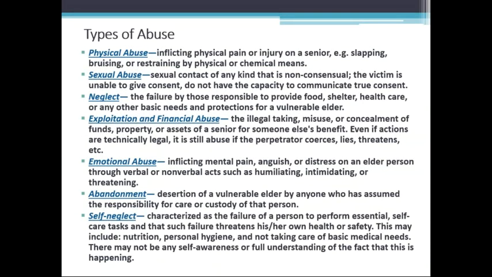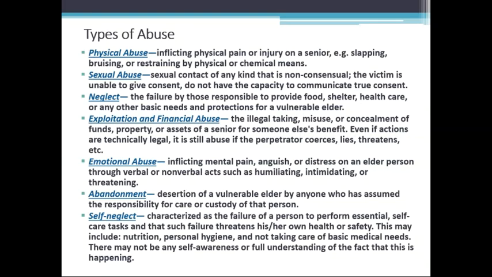So different types of abuse you can see from the descriptions with physical abuse, sexual abuse, and neglect, that language is very similar to what was on the other slide about child abuse. And so the main ones I wanted to go through are exploitation and financial abuse. So this can be that their family member, caregiver, whoever it is that is abusing them, is illegally taking, misusing, or concealing their actual money or property, assets, for their own or someone else's benefit.